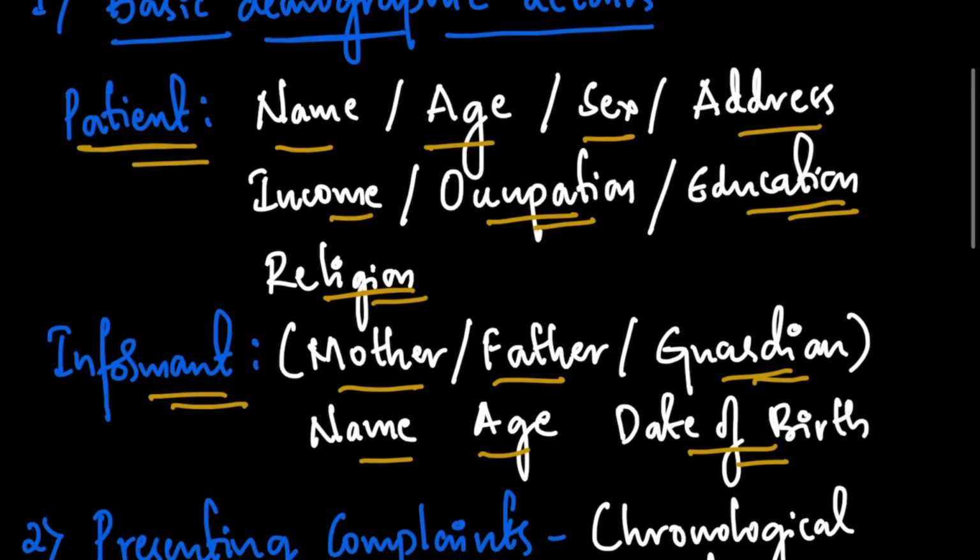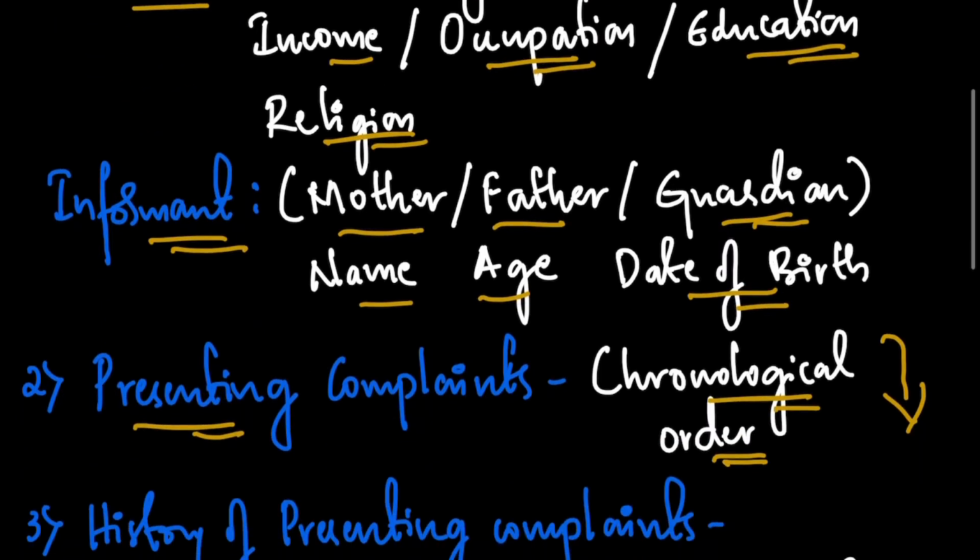So next we'll go over the presenting complaints. What did the child come to the hospital for? And we'll write it down in chronological order, whether it is diarrhea, fever, vomiting, whatever it is, which started first. We'll begin with that and we'll slowly come down. Then followed by the history of presenting illness.